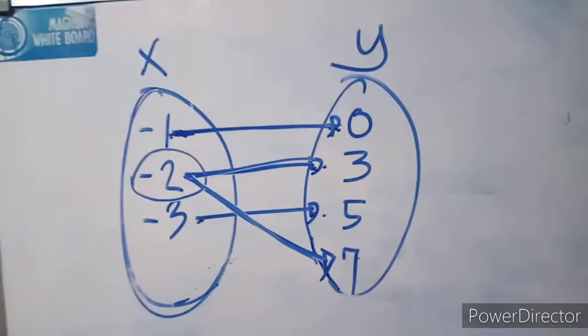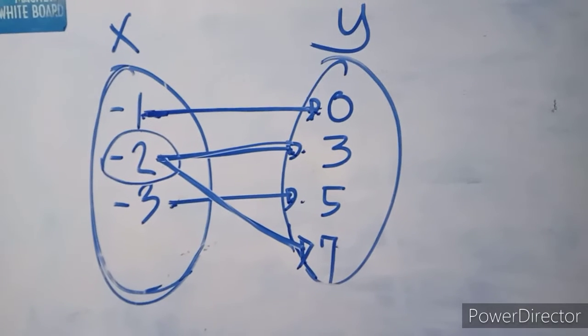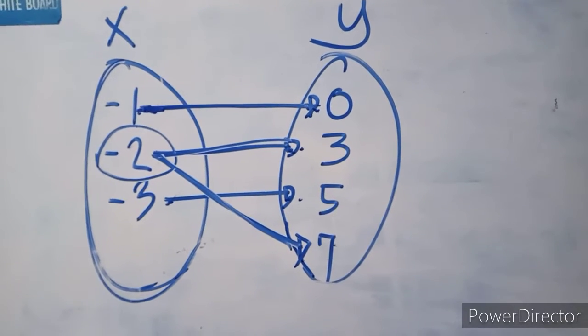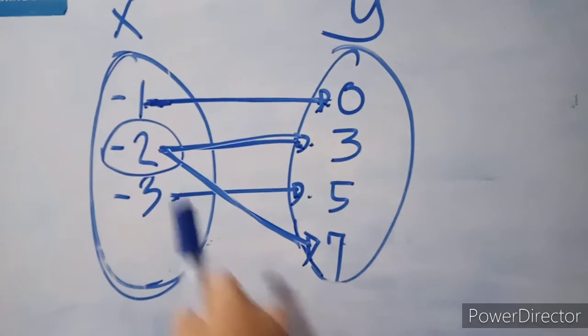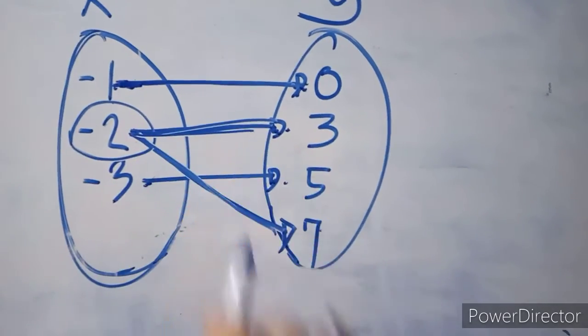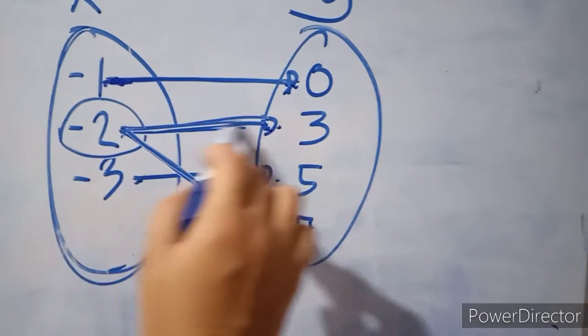So, that violates the rule in a function. Ano yung sabi sa function? Makonsider natin na function if in every x, there is only one y. Sa bawat x, isa lang talaga, bawat x element, isa lang dapat yung pair niya sa y. Pero this one, the negative 2, dalawa, no?